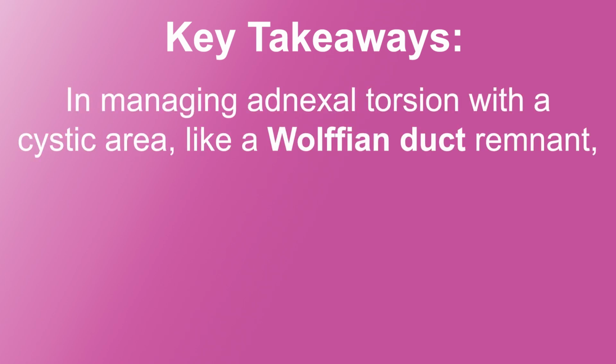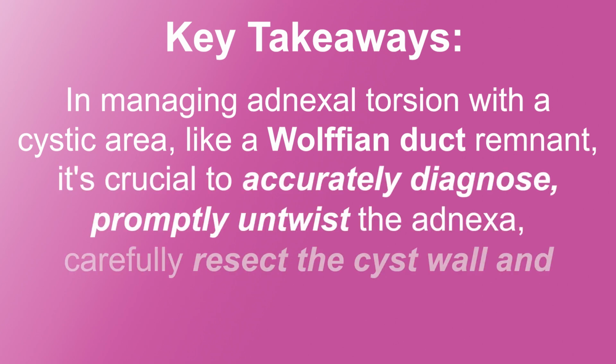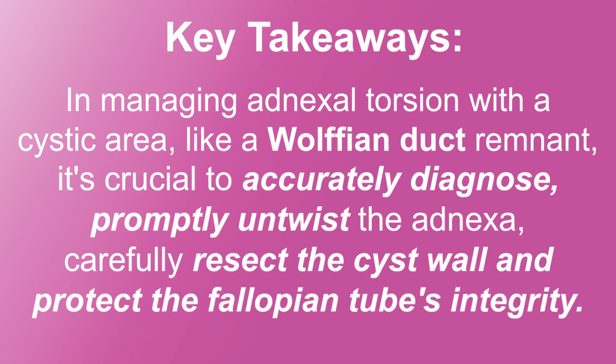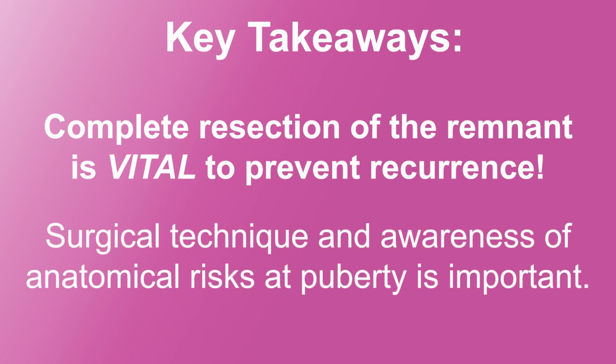And here are our key takeaways. In managing adnexal torsion with a cystic area, like a Wolffian duct remnant, it is crucial to accurately diagnose, promptly untwist the adnexa, carefully resect the cyst wall, and ensure the fallopian tube's integrity. Completing resection is vital to prevent recurrence, emphasizing careful surgical technique and awareness of anatomical risks at puberty.